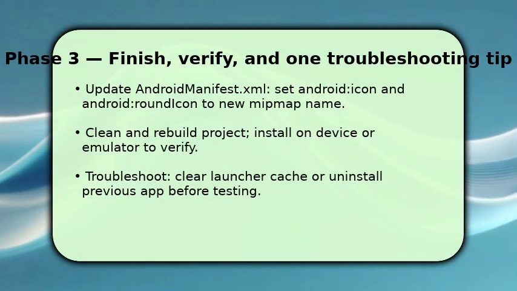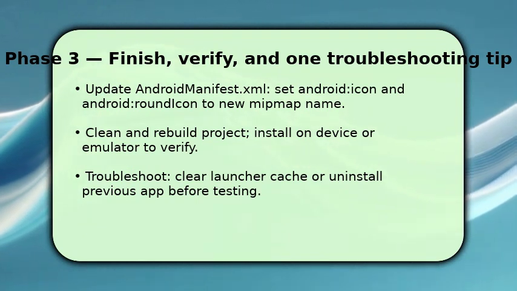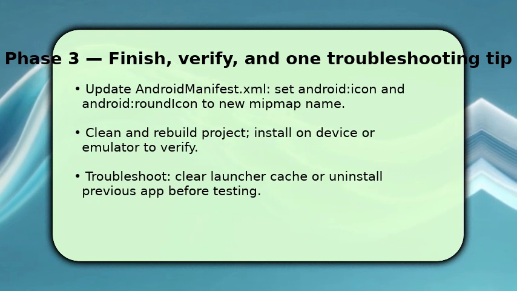You now update the AndroidManifest.xml to point android:icon and android:roundIcon to the new @mipmap/your_icon_name. This makes the launcher use your resources.